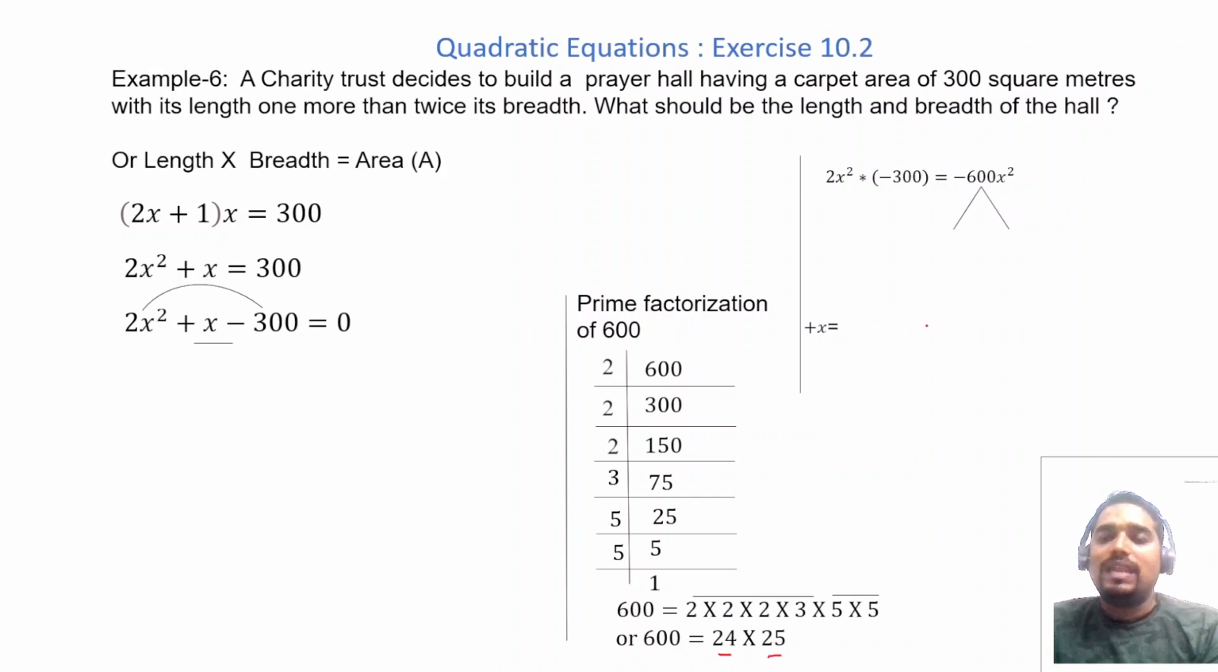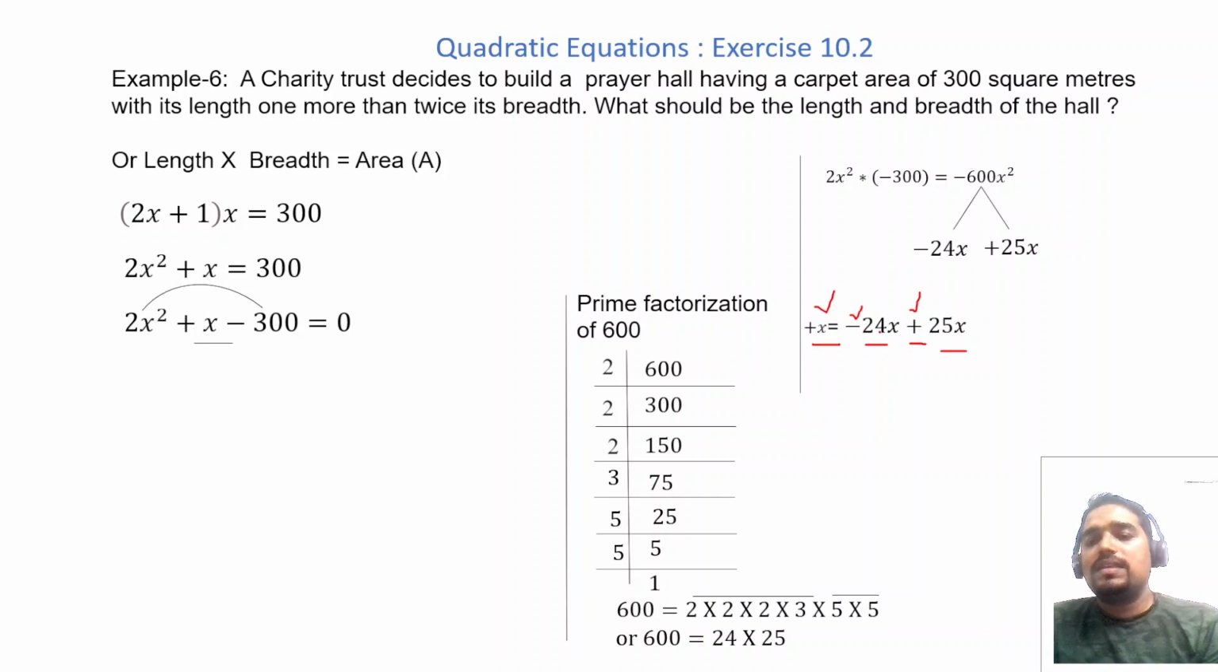Now coming to how to select the signs here to satisfy both conditions, because we want plus x, the bigger number out of these two should be plus, that is plus 25x and minus 24x, or minus 24x and plus 25x, either way is fine. Because the numbers have different signs, they get subtracted. 25 minus 24, because 25 is with plus sign, the answer also would be plus 1. So that is what we want.